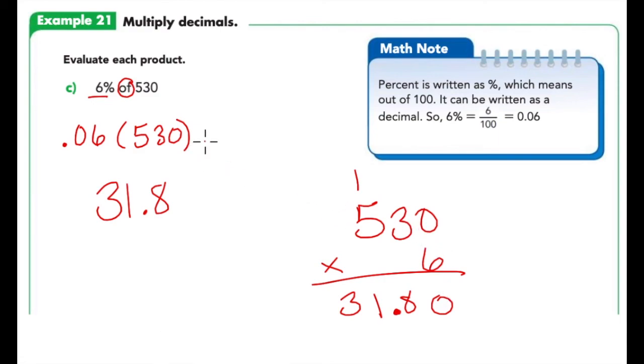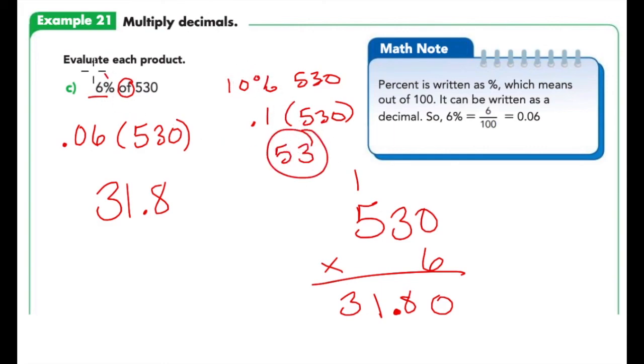We could make an estimate here by just rounding. Let's check what 10% of 530 is. So 10% of 530 would end up giving us 53. So if we were looking at 10% of 530, what we're doing there is we're multiplying it by 0.1. So it's 0.1 times 530, which would leave us with 53. So if 10% was 53, 6% has to be less than 53, and we did get a number less than 53. So that's how we could make an estimate to check and make sure that we're in the right area of what our answer should be.